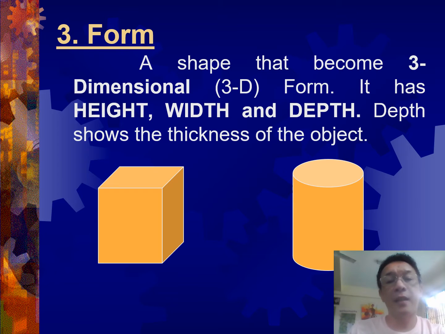In our own term, it is the thickness. You can see its thickness, its depth, the thickness of the object. It is not only the height and the width, but also the depth.